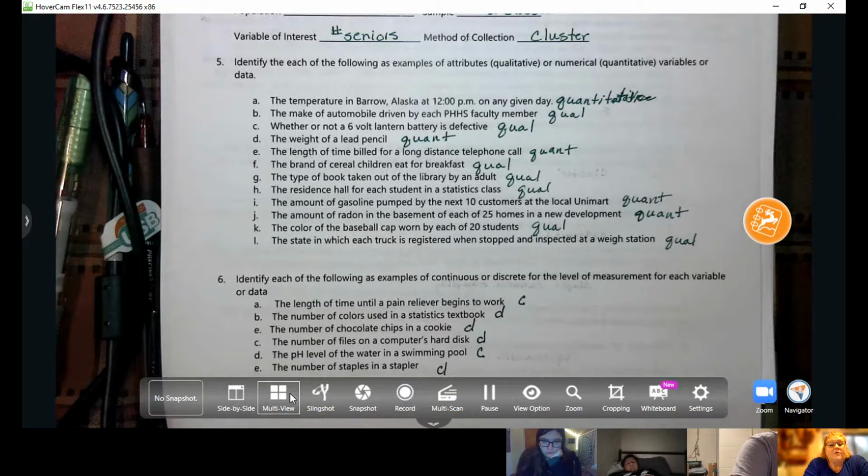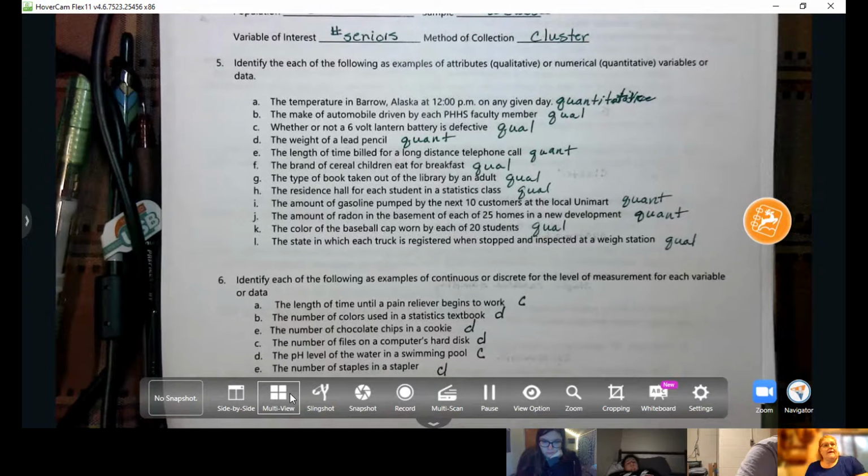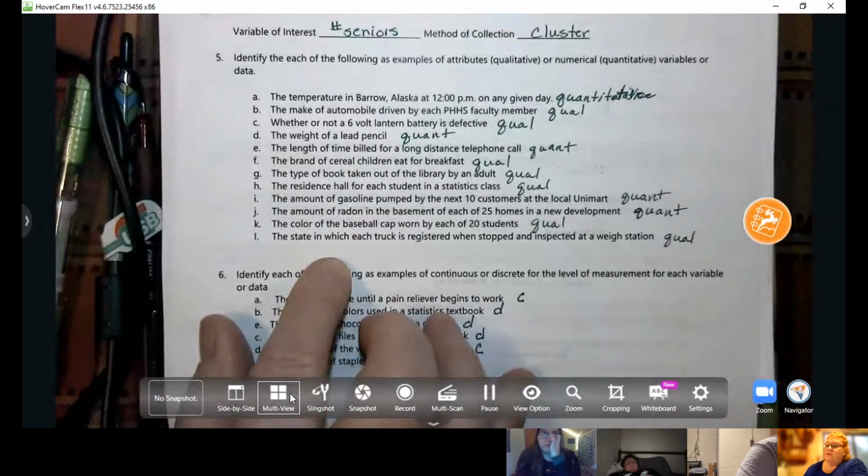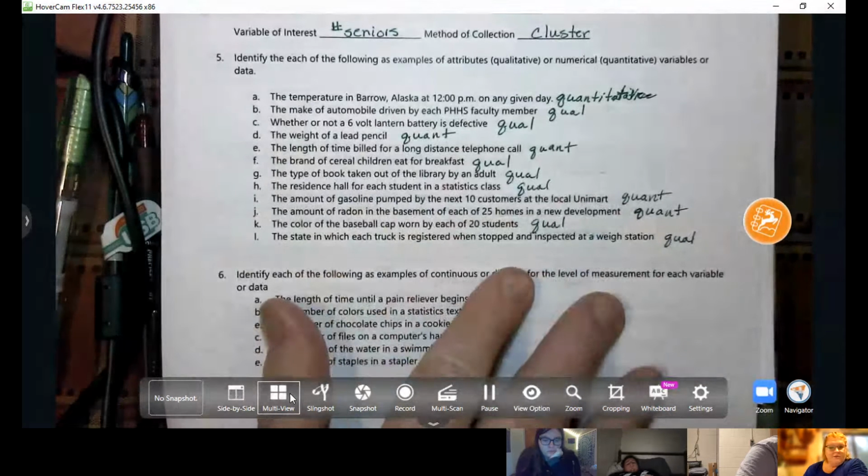The resident hall for a student in a class is qualitative. The amount of gas that you pump is quantitative. The amount of radon is quantitative. The color of a car is qualitative. The state that a vehicle is registered in is qualitative. So again, you're looking at particular situations and being able to apply your terminology to those situations to identify the types of variables.